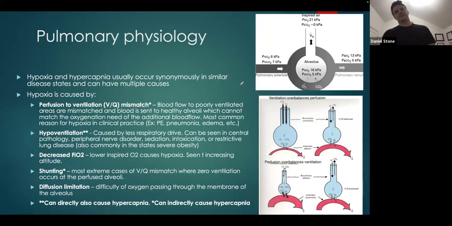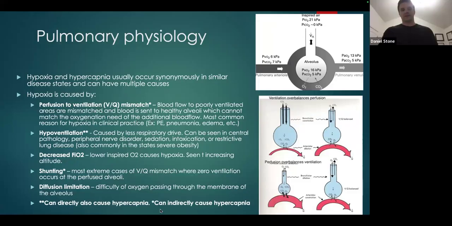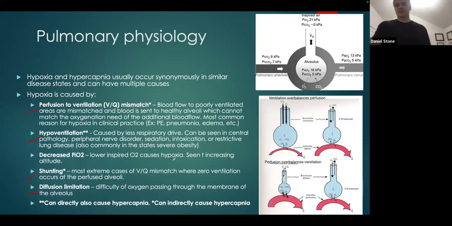Specifically about hypoxia, there are certain conditions that can cause hypoxia. We know what they are. They're things that were probably learned in medical school. We talk about perfusion to ventilation mismatch, hypoventilation, shunting, and diffusion limitation. Specifically, what's happening in the lung when you're sending blood to the lungs, you're focusing on oxygenation.